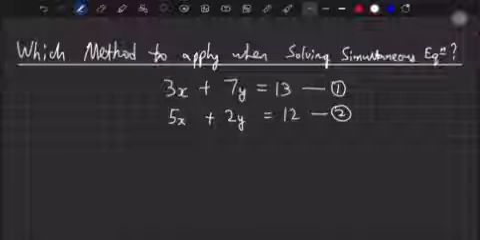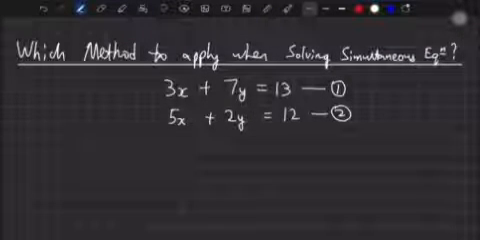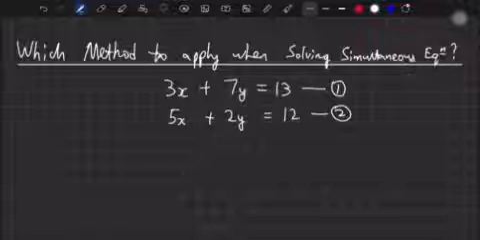Okay, hi student. Now you have mastered how to perform elimination and substitution for simultaneous equations. So now we have to learn when to use which method when solving simultaneous equations. So listen carefully. If you don't understand, I will suggest you all watch this video again. So you can see, for example, this question.